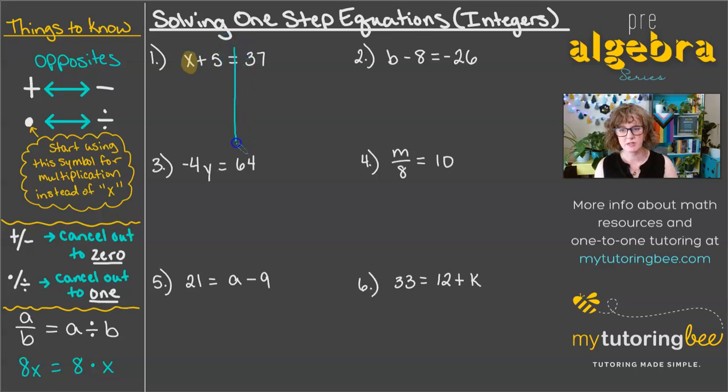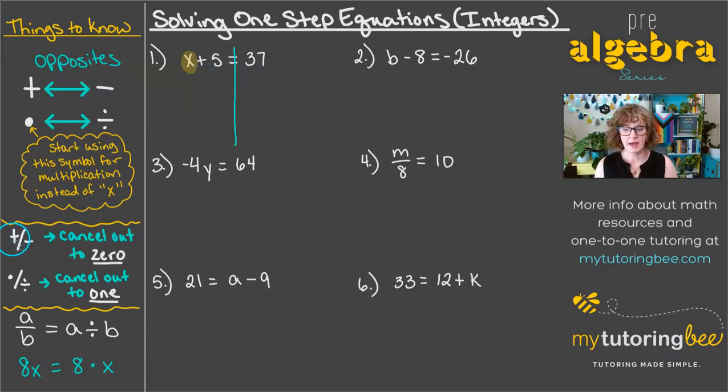A lot of my students like to draw a line down through the equal sign. That gives us a left side and a right side. And basically what that does is it helps us to remember that whatever we do to one side of the equation, we have to do to the other side of the equation. So like I said, we want to get this x by itself. Right now, 5 is being added to it. So in order to undo addition, we want to subtract that 5.